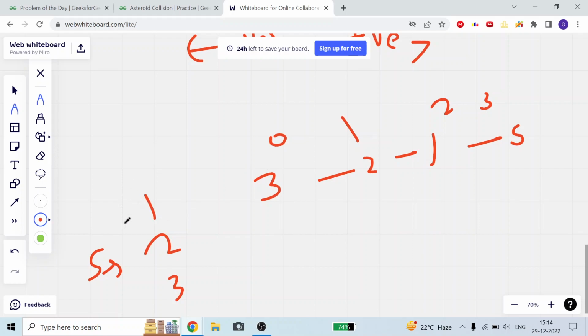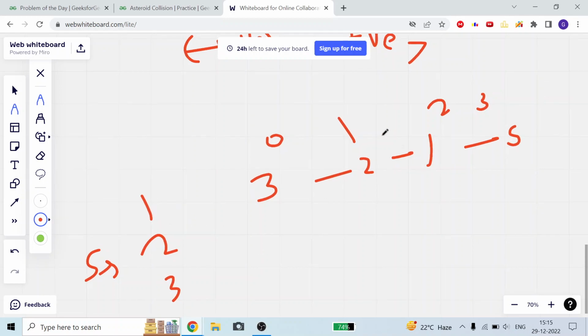So now we will try to see whether this will explode or this will explode, because at least one will explode. Both can also explode, but at least one will explode. These are indices. Now one index value -2 is less than 3, so it will explode. So we will delete 1 at 2.